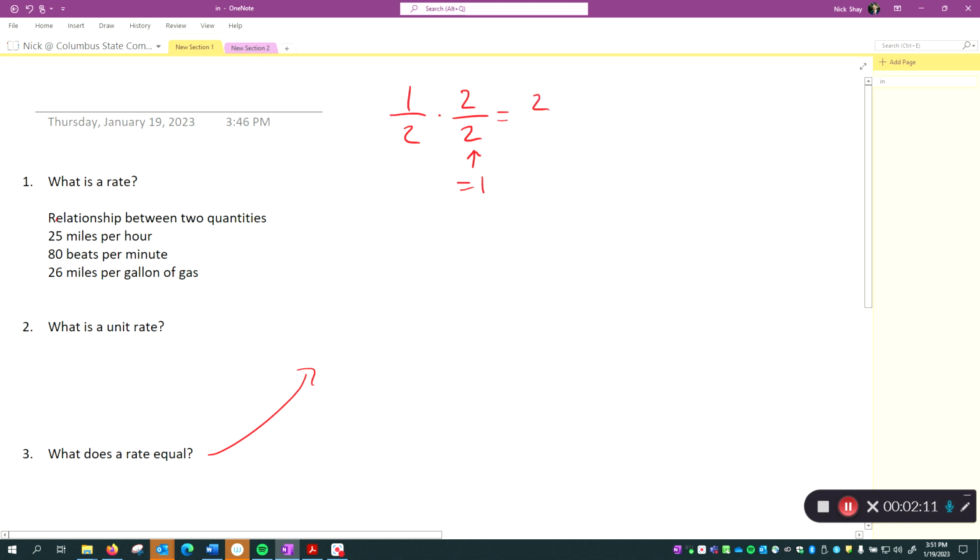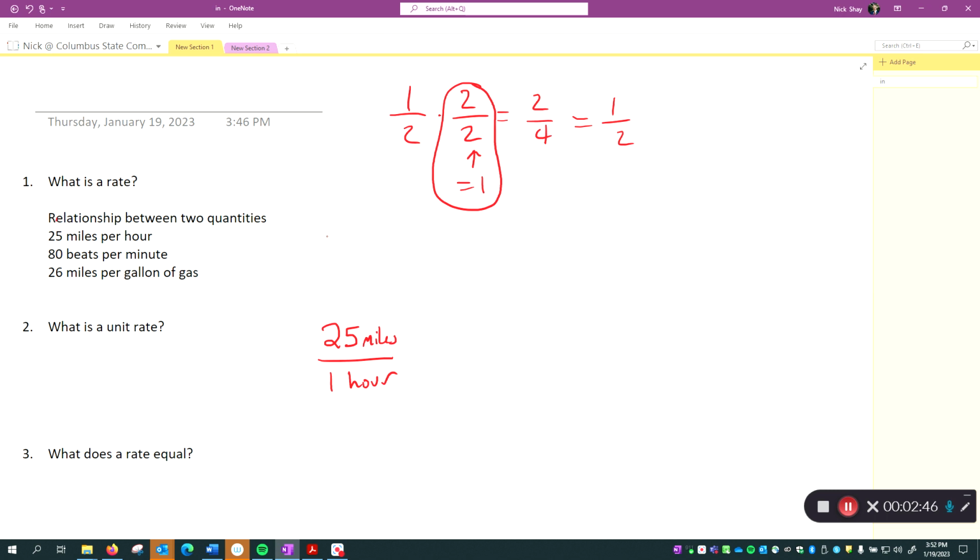Same thing's happening in this case. 1 times 2 is 2. 2 times 2 is 4. I still know that 2 over 4 is the same thing as 1/2, but you see that we use this unit of 1 to change the way it looks. So let's talk about this in another case. Suppose I have 25 miles per 1 hour. I could flip this fraction over and say 1 hour per 25 miles, but we're going to keep this as a unit rate and write it as 25 miles per hour.